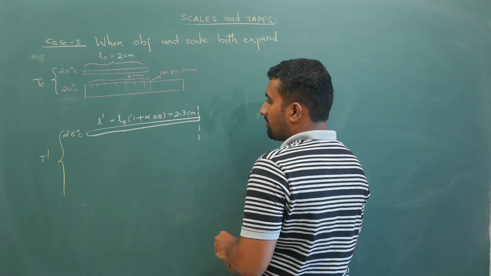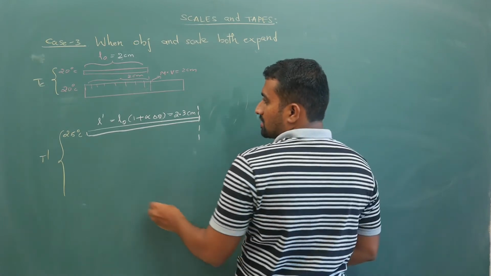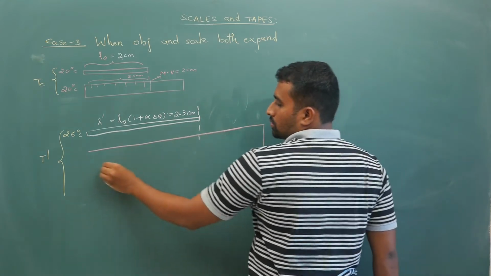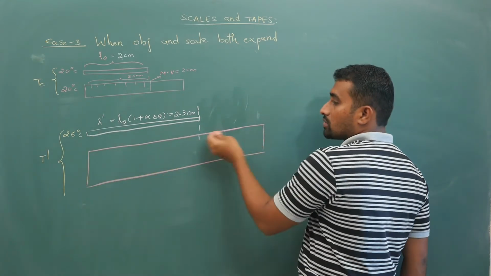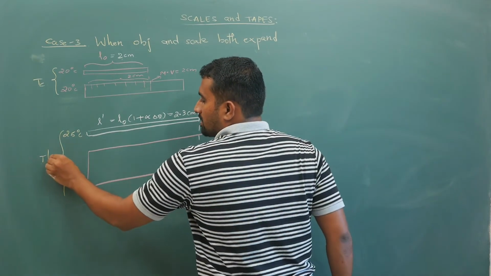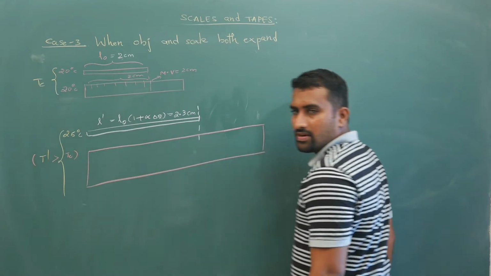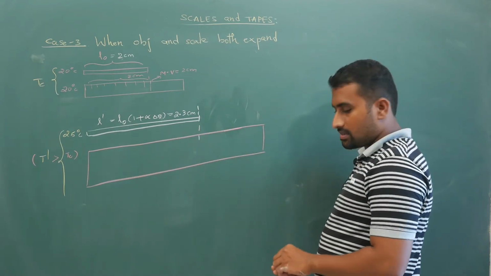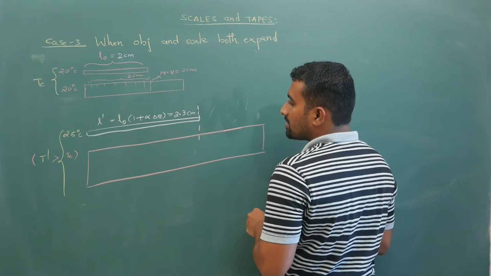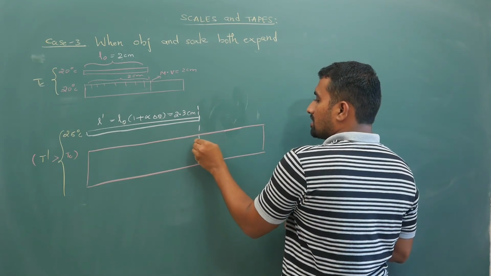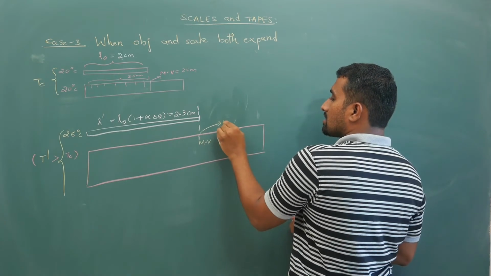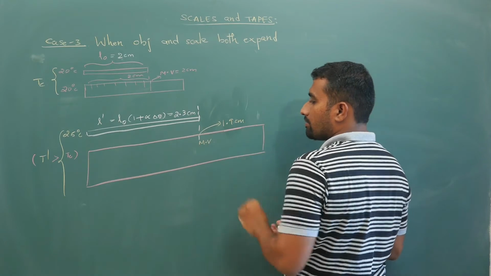Now observe very carefully. Your scale is also heated, so obviously it will not show 2.3, it will show a value less than 2.3, because the scale has expanded. Whenever the scale is expanding, it will show a lesser value. So now, because the scale has expanded, this is your measured value of the scale, let us say it is 1.9 centimeter.